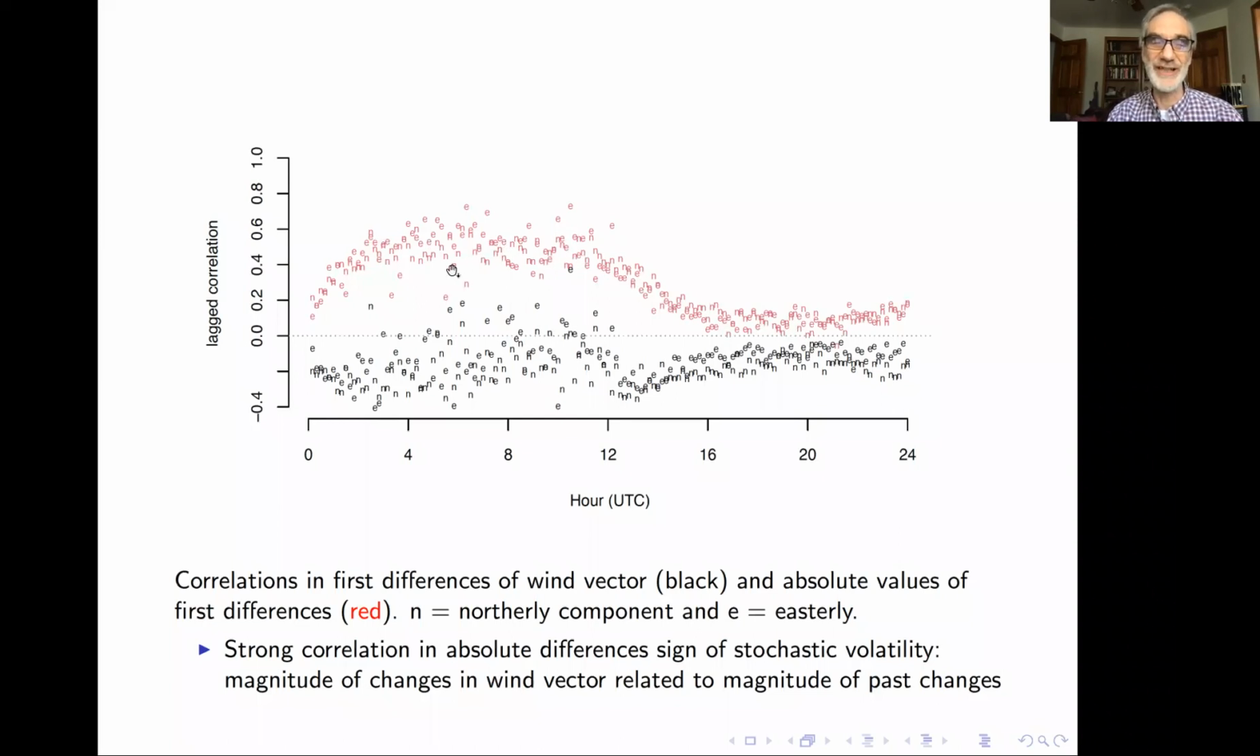These are correlations, so it's normalized, but there are more changes in volatility at night than in the day, is what this is saying. So if you're in the nighttime, and the wind vector has been changing a lot recently, it's likely to keep changing a lot. And if it's been changing very little, it's likely to keep changing very little, which is what creates those correlations in the absolute values of the first differences.